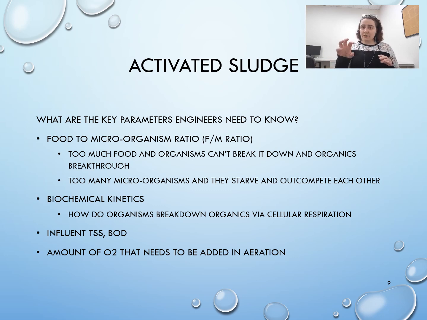So this ratio is really important from a design perspective. We also need to know biochemical kinetics, so we need to know how organisms break down organics via cellular respiration. We talked about chemical kinetics a lot in class. We also now need to start thinking about how we do kinetics for biological systems, and we'll talk through that. You need to know your influent TSS and your BOD in order to understand what's coming into your system. And then you need to know the amount of oxygen that's going to be added in aeration because that's a really important step in this particular process.